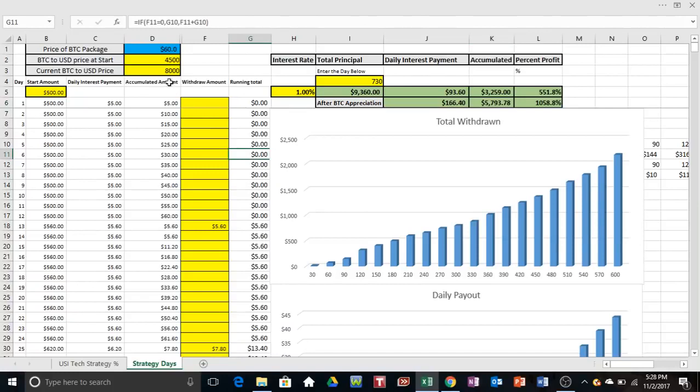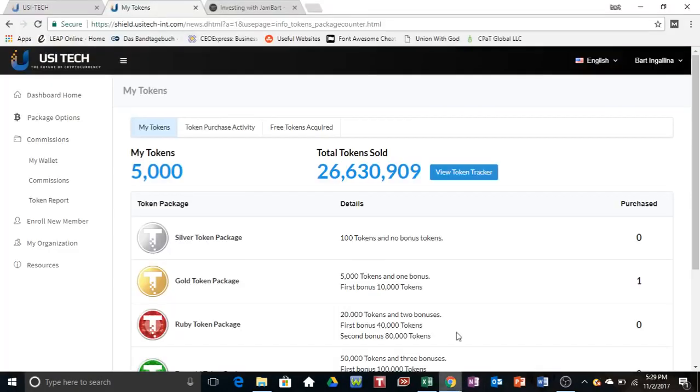Now, obviously, we don't know if Bitcoin is going to accumulate that much. It might go down. So this also works in the opposite way. So let's say Bitcoin goes down to $400, okay, so now here's your accumulated amount. You actually lost 42%, and you've only walked away with $289 of your initial $500 investment. So if you think Bitcoin's going up, well, great. If you think Bitcoin's going down, not so great. So those are the two strategies here with USI Tech.